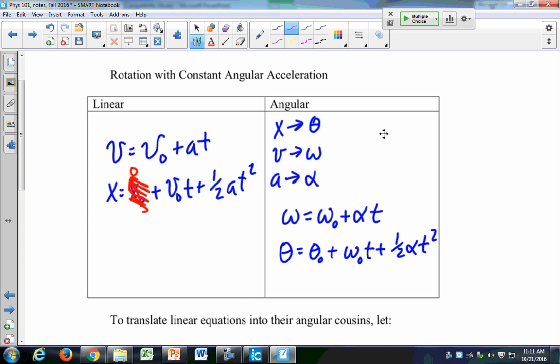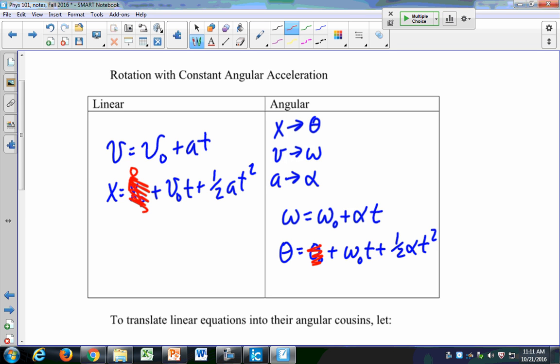And just like we did before, we'll say theta naught, we'll just call that 0. We'll just set it equal to 0 whenever we have a problem. So I have the same two equations that I had before. Just notice the variables have switched around. X has become theta, v has become omega, and a has become alpha.